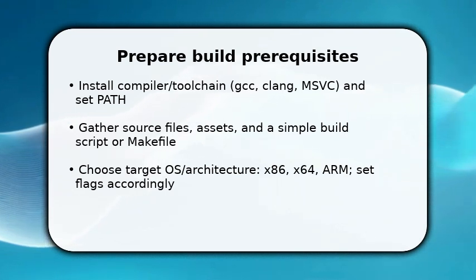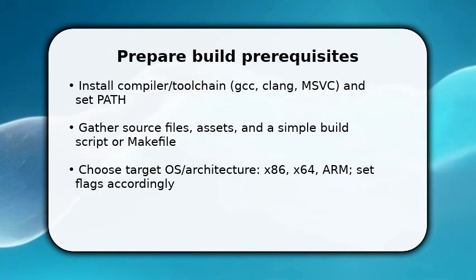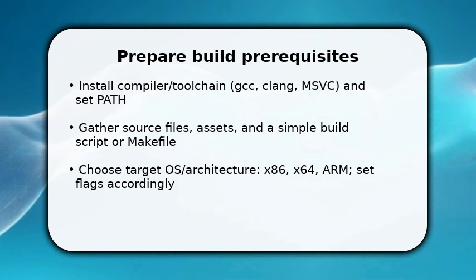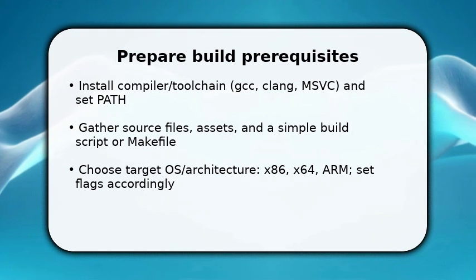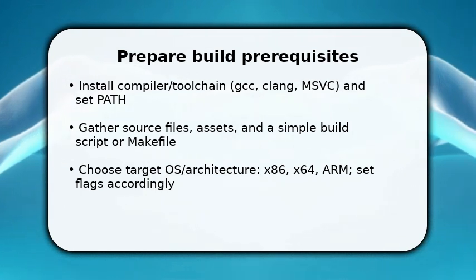Once done, create a minimal build script or makefile that compiles one file first. This reveals include and link issues early. Make sure to declare the target architecture and optimization flags now, because those choices influence binary size and compatibility later.